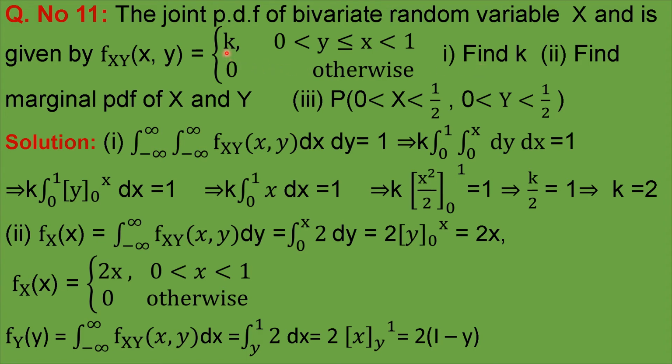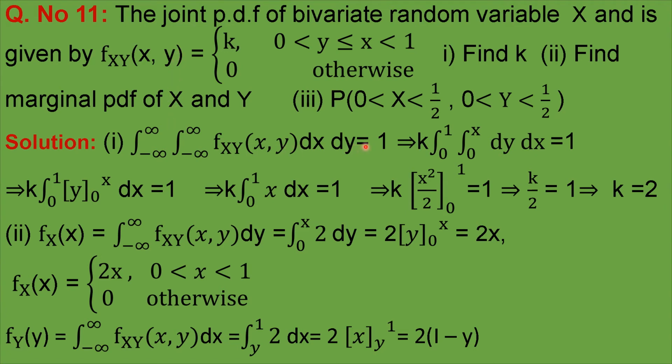Find the value of k. Now again, what must be the value of k? Given that f(x,y) is the joint probability density function of the continuous bivariate random variable X and Y, the condition is that the double integral of f(x,y) from minus infinity to plus infinity must be 1.